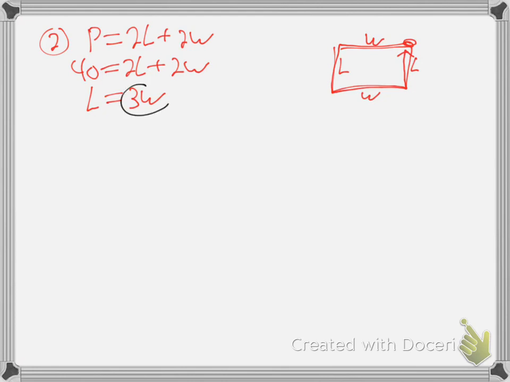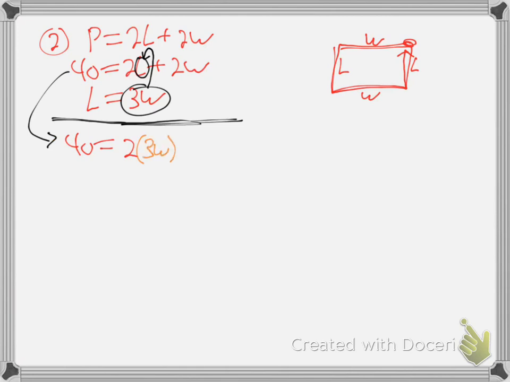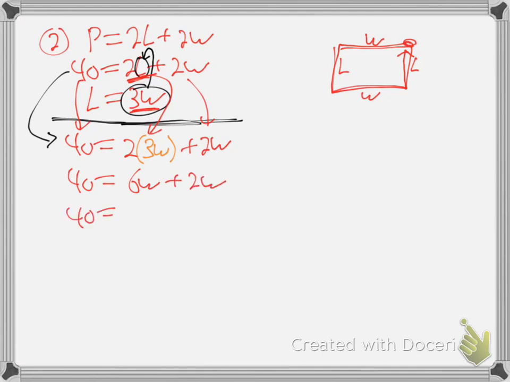So grab this and plug it in right there for L, huh? So that's going to become, bring this equation down. It's going to become 40 is 2 times L. And what's L? 3W. Well, it's 2W, right? So the 2W here, the 40 there, the 2L is 2 times 3W because we know L is 3W. So now what do we get? 40 is 6w plus 2w. 40 is 8w. How do we solve for w? Divide by 8.